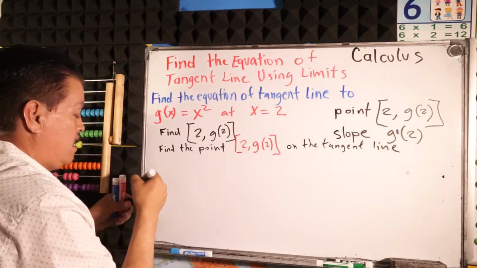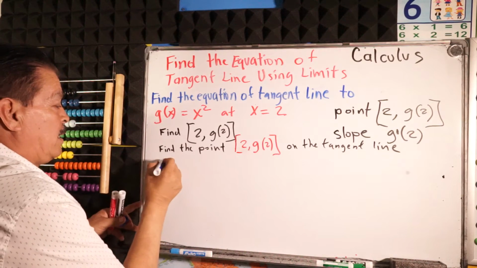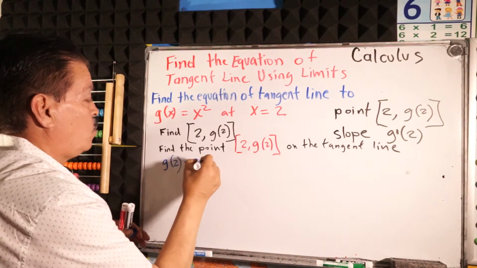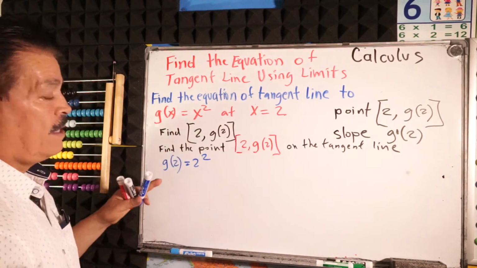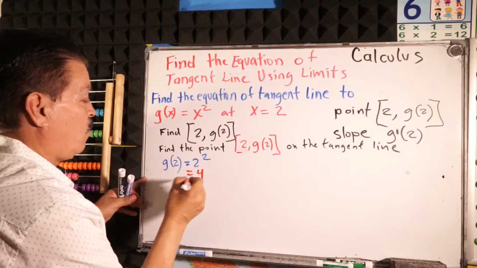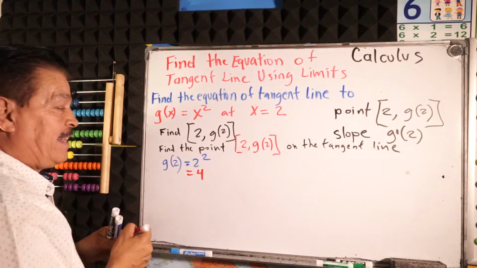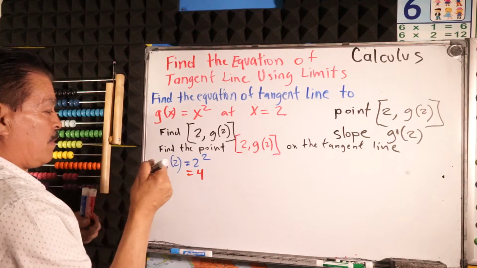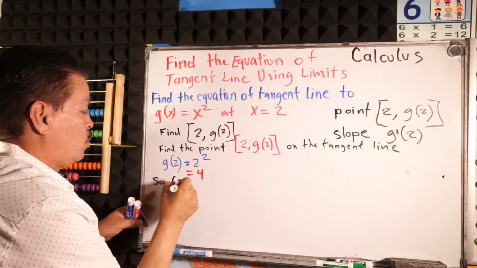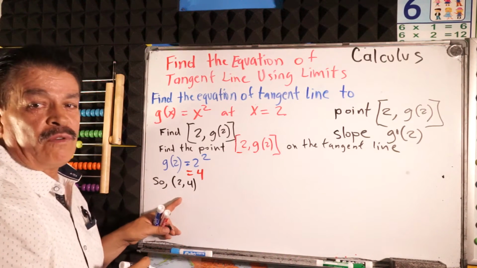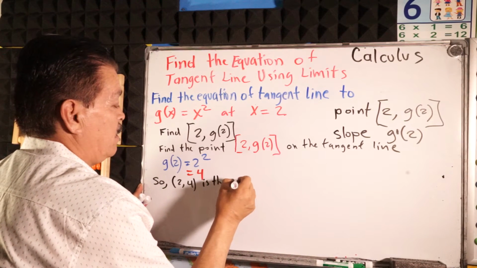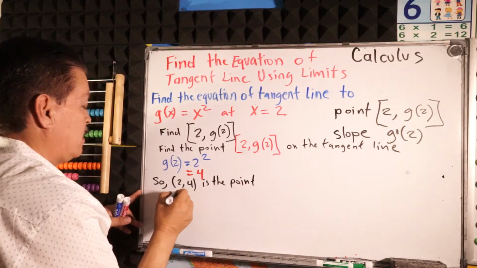Let's write it, g of 2 equals 2 to the second power. All right, step by step. So this equals 2 to the second power, which equals 4. So now we have 2, 4. 2, 4 is the point on the line.